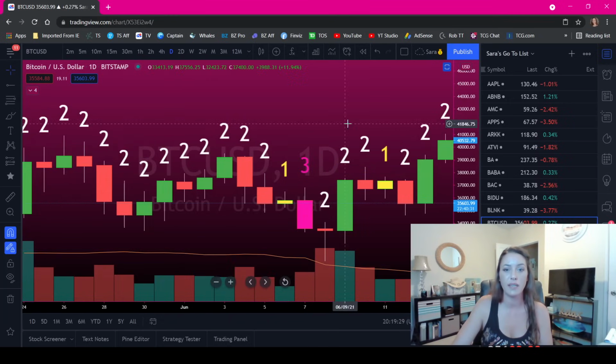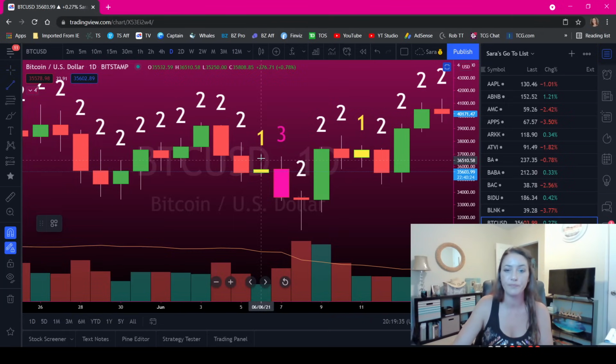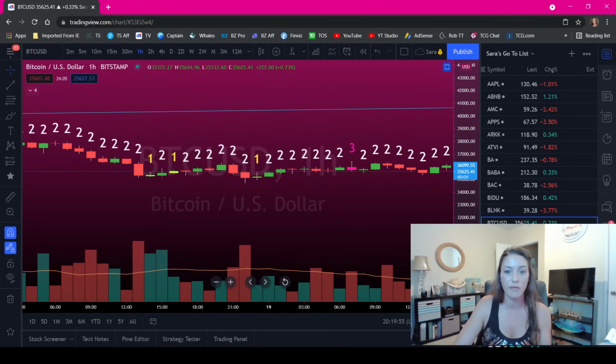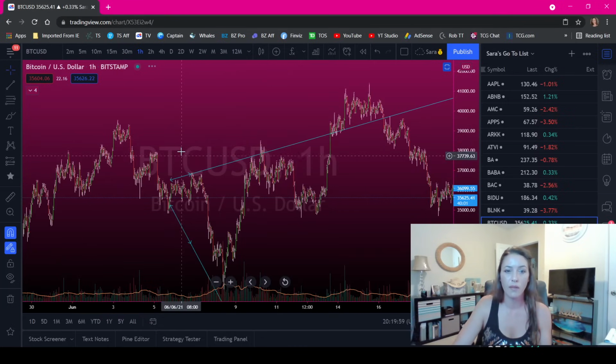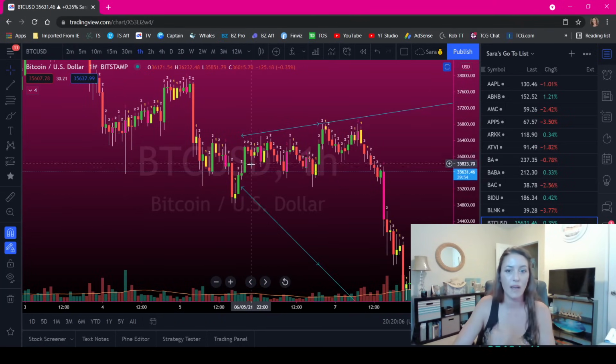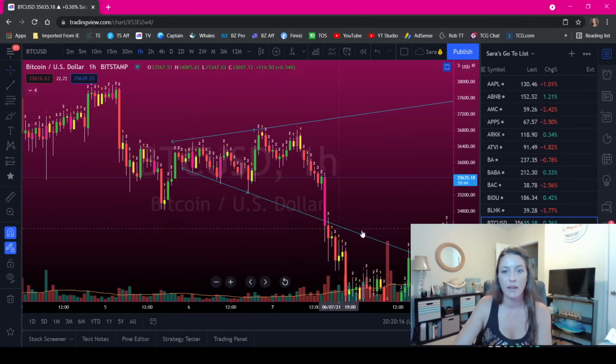Why are threes interesting? Threes are interesting because they are a broadening formation on a smaller time frame. So what you want to do is connect the previous candle's high to the top of the three and the previous candle's low to the bottom of the three. And then you want to go down to a smaller time frame. So you can see the broadening formation. And for some reason, the daily and hourly chart don't quite compute, so you might have to move your lines. But there it is.